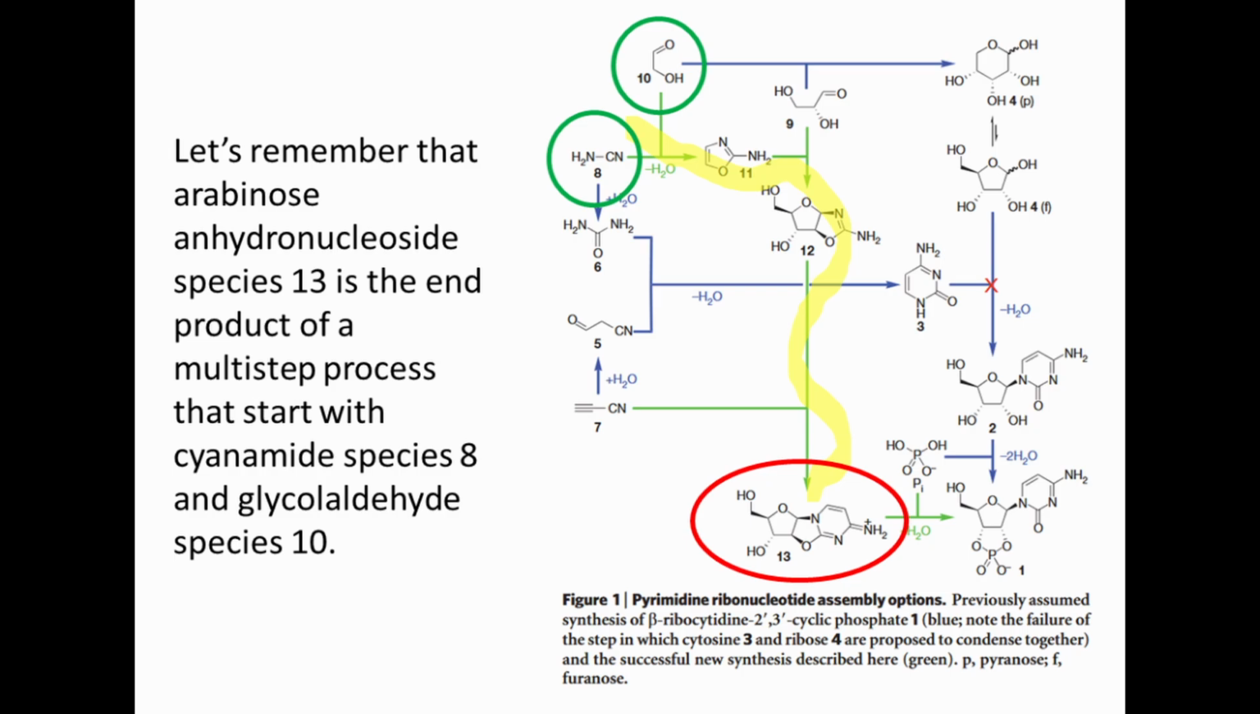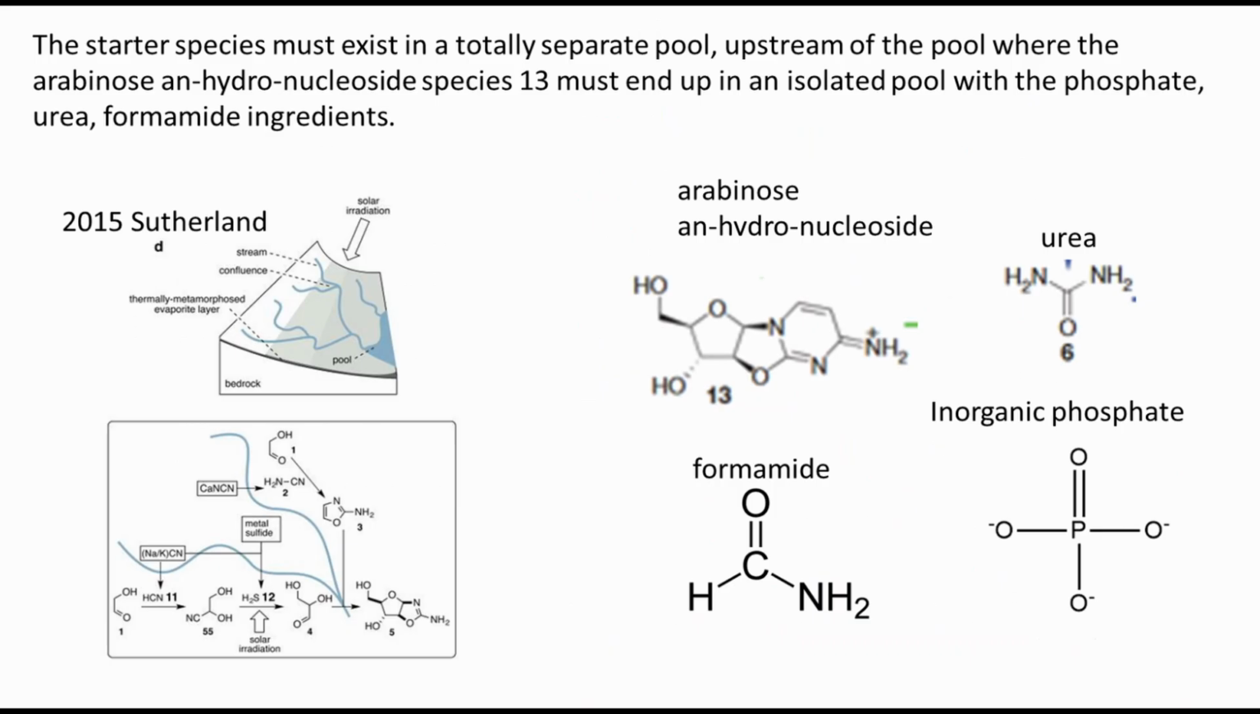Let's remember that arabinose anhydronucleoside, species 13, is the end product of a multi-step process that starts with cyanamide, species 8, and glycolaldehyde, species 10. And the starter species must exist in a totally separate pool. Upstream of the pool where the arabinose anhydronucleoside, species 13, must end up in an isolated pool with the phosphate, urea, formamide ingredients.